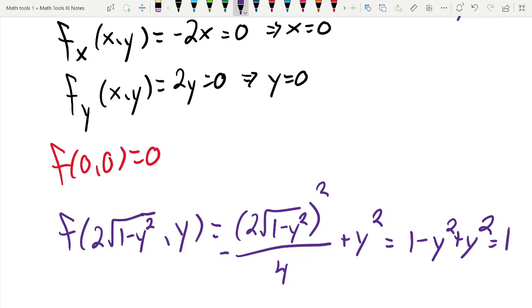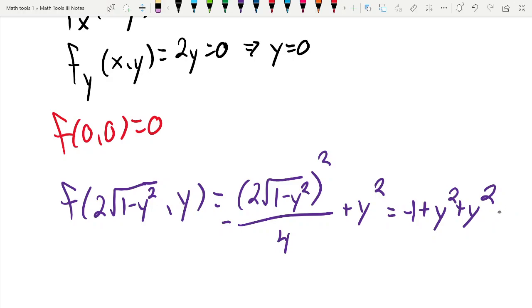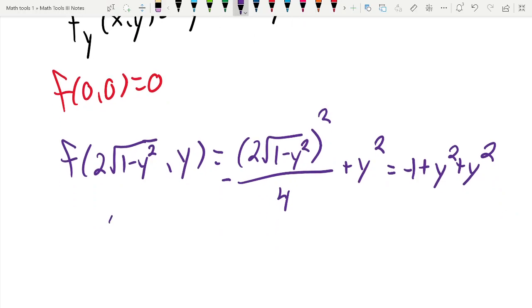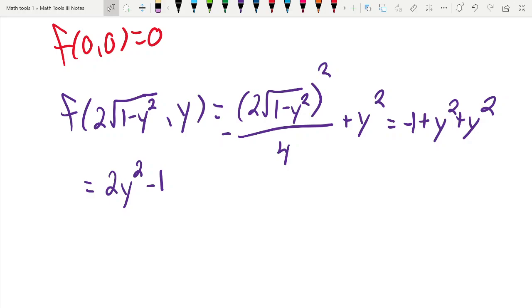Right, so, sorry, I forgot this negative up here. So that's going to make this whole part negative. So yeah, we'll square this. This will be 4 divided by 4. This will be 1 minus y squared, but then we have the negative out front here. So this is going to be 2y squared minus 1. Okay, so a more typical problem then.